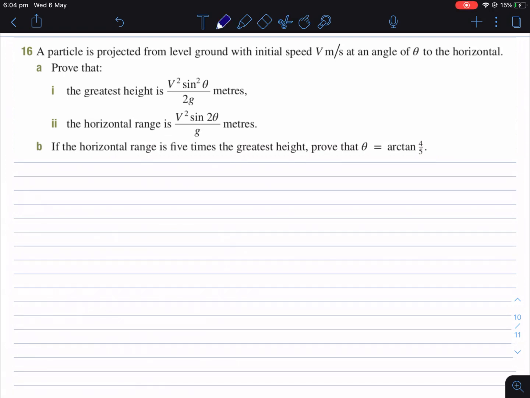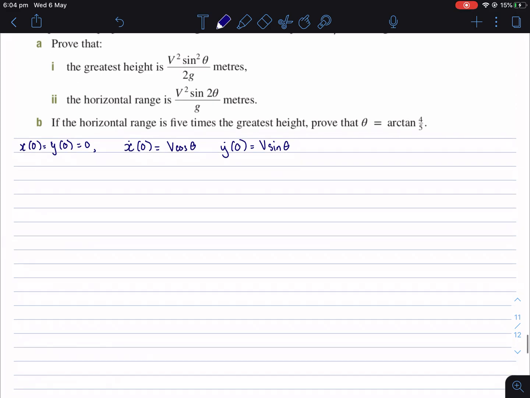All right, we're going to go through the exact same process as usual. x0 equals 0, y0 equals 0. x dot at time 0 is v cos theta. y dot at time 0 equals v sin theta. So we know x dot dot t is 0, y dot dot t is 0. As usual, these are our jumping off points.